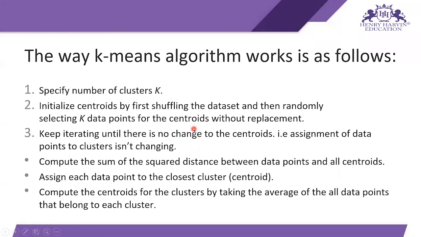Basically, you have a thousand data points and you plot them on a graph, then you randomly choose k points. If you want to make five clusters, you randomly select five points as centroids, and you figure out the distances between those five centroids and the other points, and try to minimize the distance between those points and the centroids.